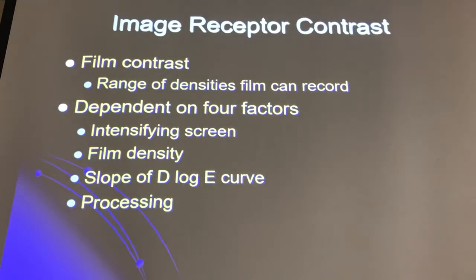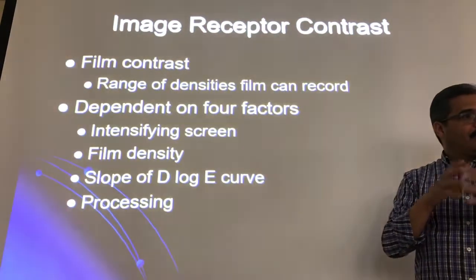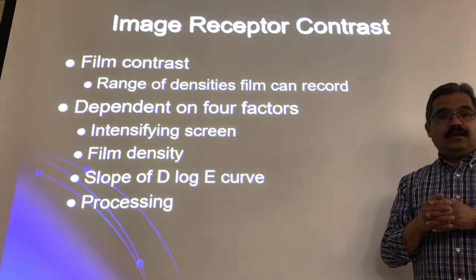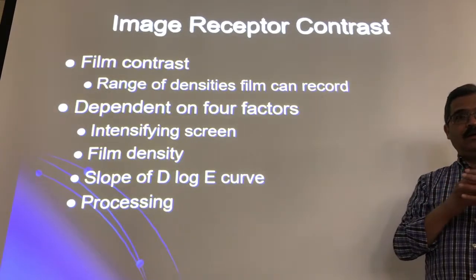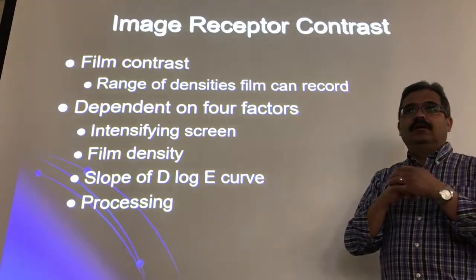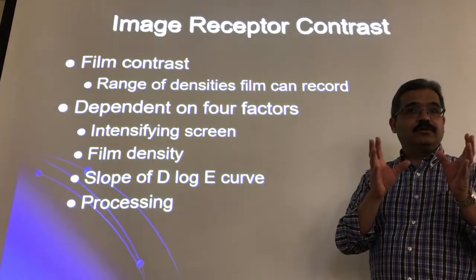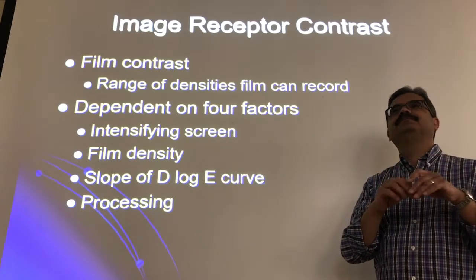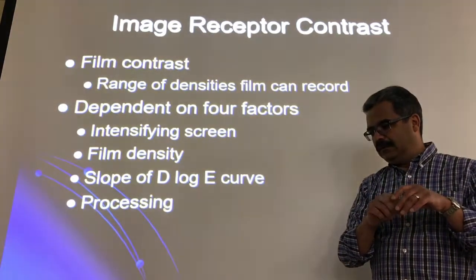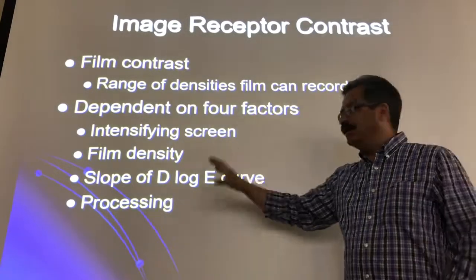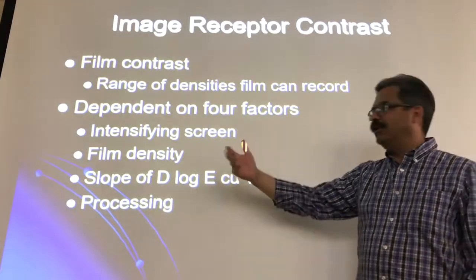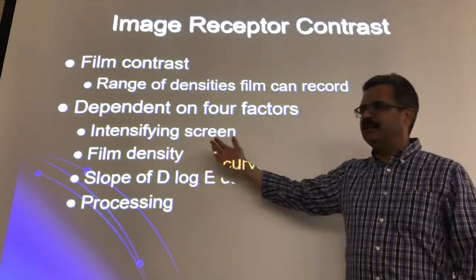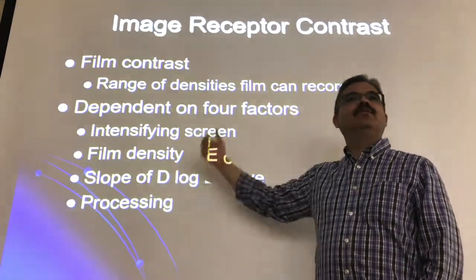All right, so the intensifying screen, and the film density. How was your film designed? Remember when we studied the manufacturing of film, we looked at the size of the grain, was it tabular, was it irregular in shape? That will determine it, and how many grains you put in a given area. The crystals, the silver halides that you have there, will determine the density of that image. And why do I keep talking about density when I'm talking about contrast? Because remember, the density will determine the contrast.